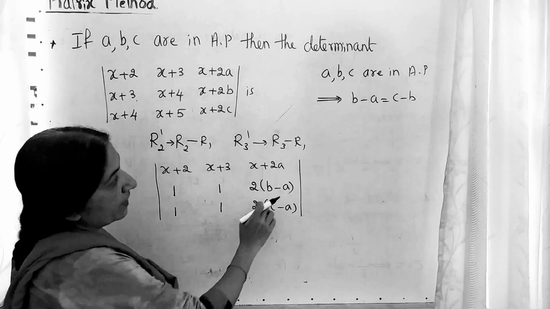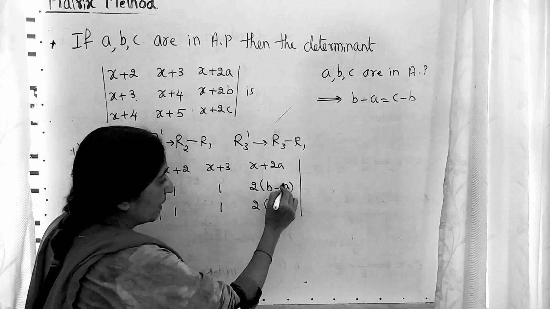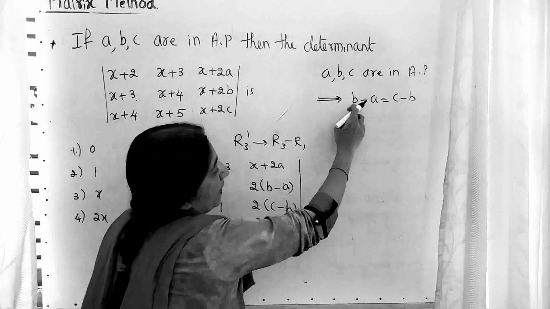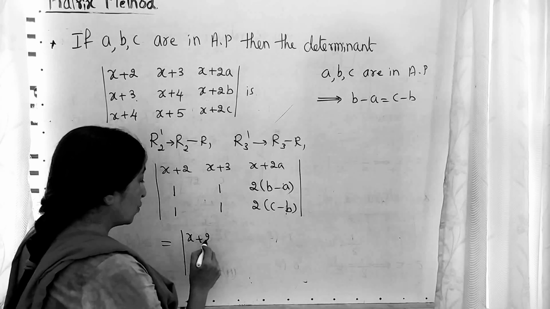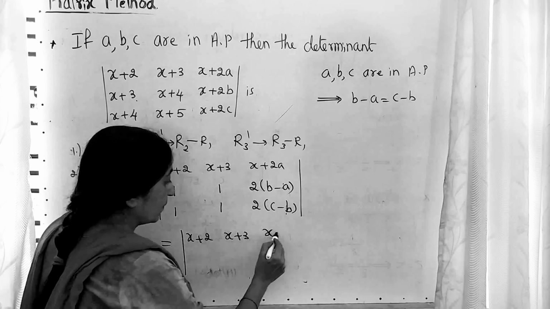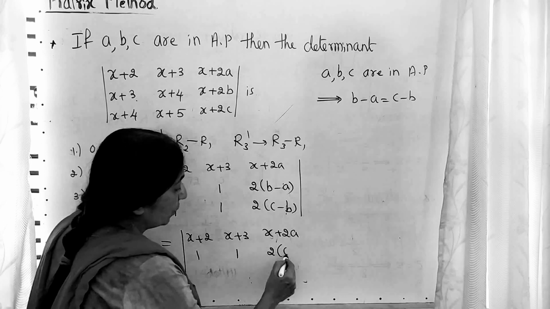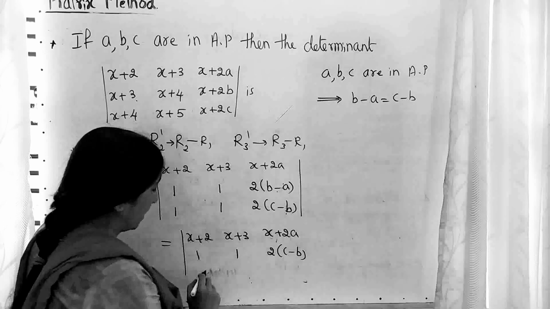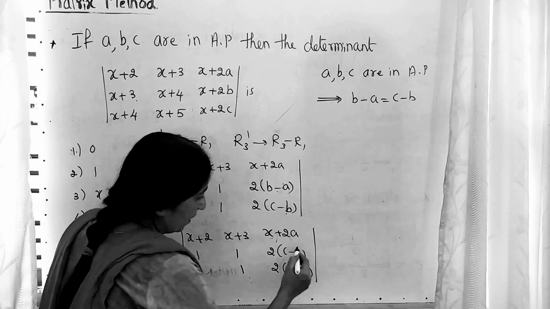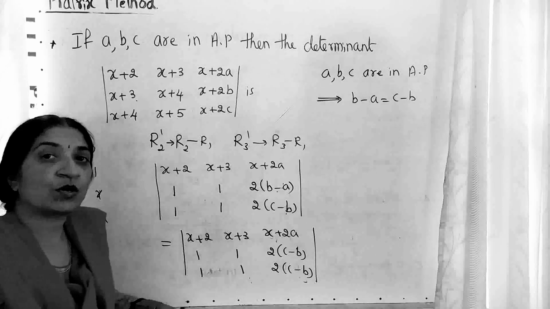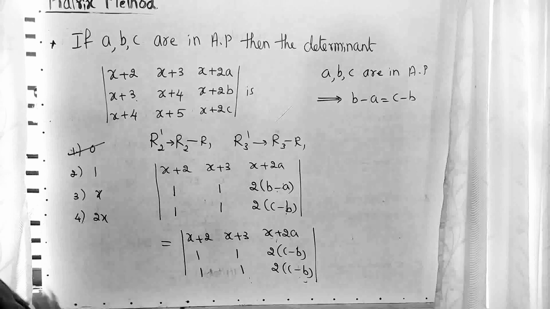And here, instead of b minus a or c minus b, replace out of these two, anyone. Here, b minus a is c minus b. That's why I am writing x plus 2, x plus 3, x plus 2a, then 1, 1, 2, c minus b. This I am replacing by that condition. This is 1, 1, 2, c minus b. See, now these two rows are identical or what? If the two rows are identical, then the value of the determinant is 0.